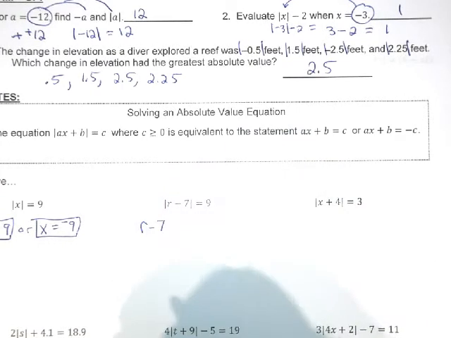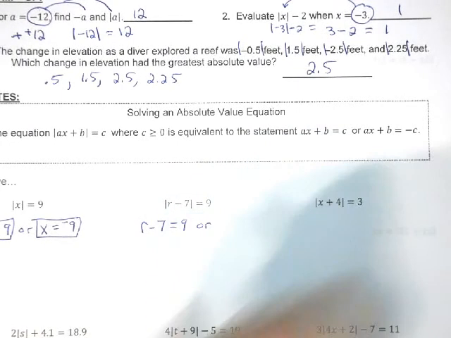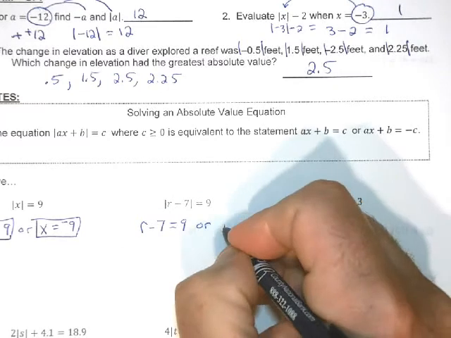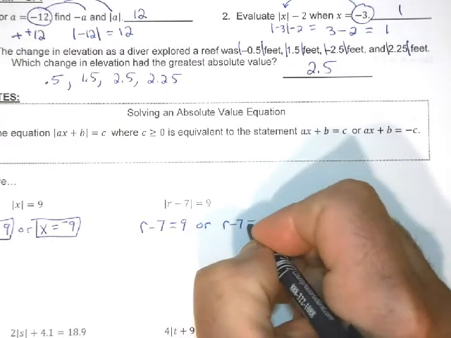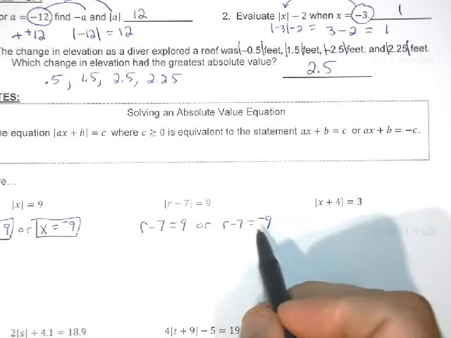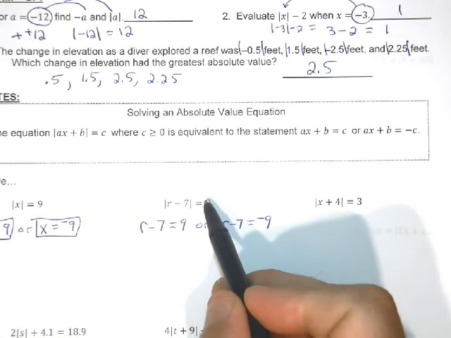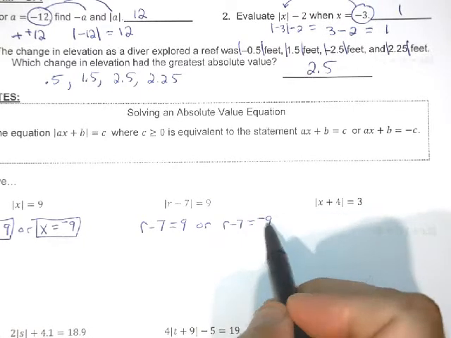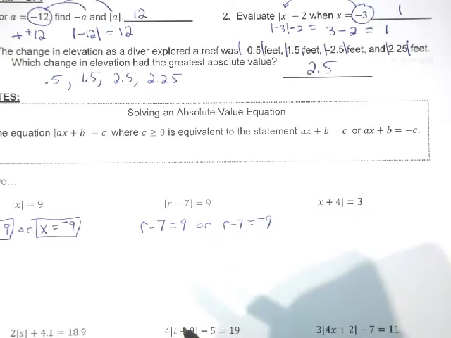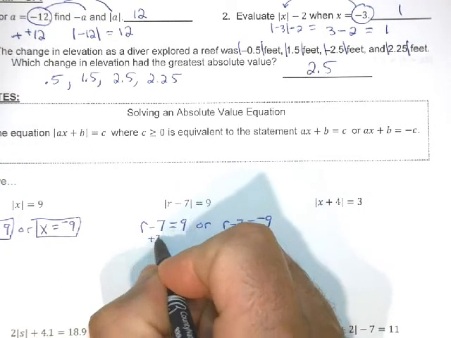So we have r minus 7 is going to equal 9, or we're going to have r minus 7 equals a negative 9. Again, it's always the C part, the part of the equation on the right side, that you're changing to a positive or a negative. We're looking at both of those. Then we would solve both of these equations.